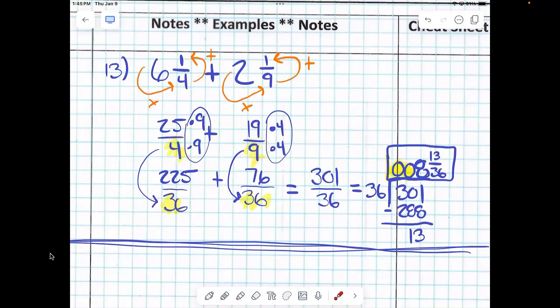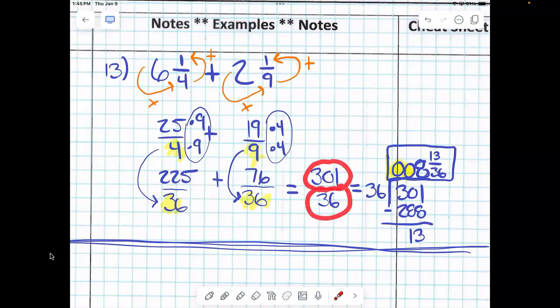So we need to find a common denominator or a common multiple for 4 and 9, right? Yes. What do we find? 36. So now I'm on my third level, yes? Yes. What am I going to make? Doubles. So I get 225 over 36 and 76 over 36. Can I add those two together? Yes. What do you get?